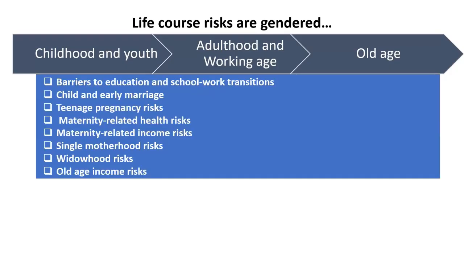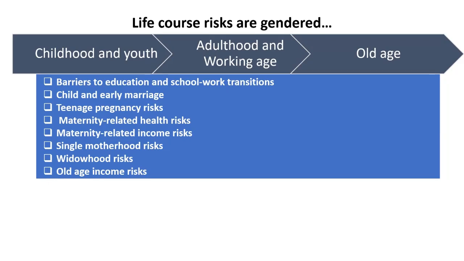When we talk about life course risk, it runs through childhood, youth, adulthood, until old age. In childhood and youth, women face barriers to education and school-to-work transition. They are often subject to child or early marriage in some areas, and they face teenage pregnancies. When they move to adulthood and working age, they face maternity health risk, maternity income risk, and single motherhood risk. And towards old age, women are subject to widowhood risk and widowhood practices in some countries, and old age income risk.